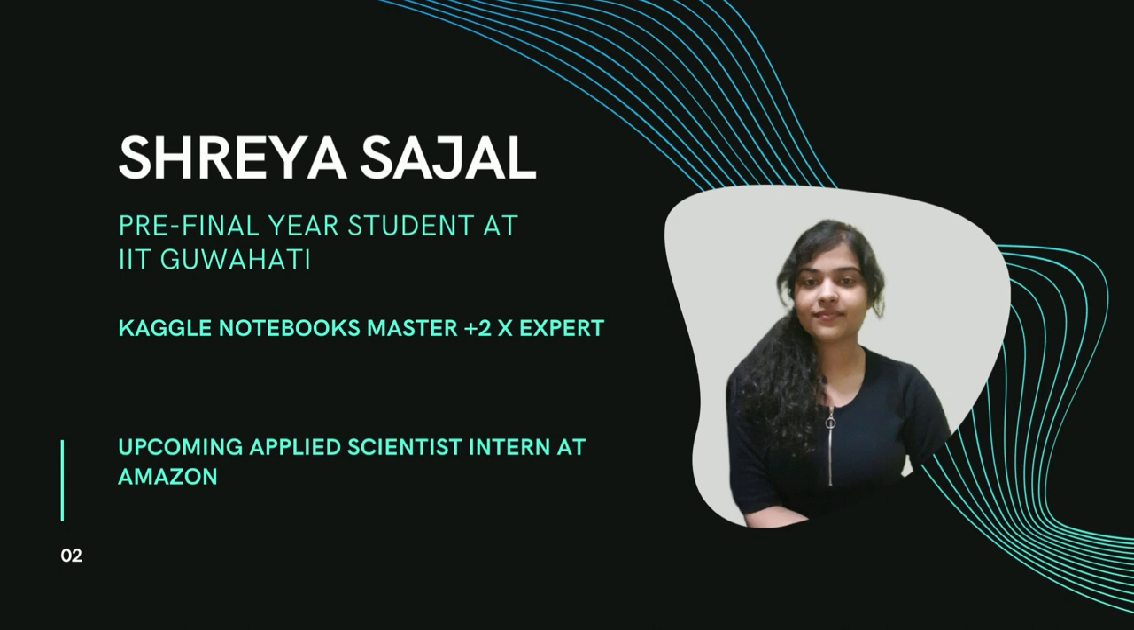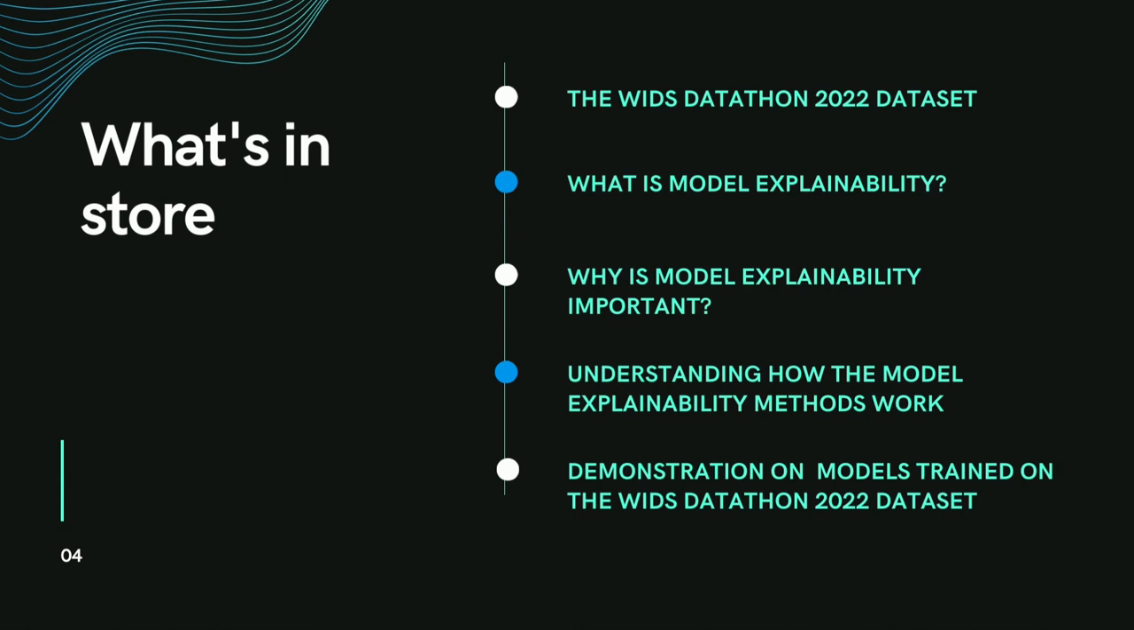Moving further, we will see what we have in store for today's talk. First of all, we'll see the problem statement, that is the WiDS Datathon 2022 dataset. We will go through the dataset, look at the different columns and the target variable, and what type of problem statement it is: regression, classification, machine learning, deep learning. Then we will move to the main topic, that is, what is model explainability and why is it important. Then we will see how each of the model explainability methods work, and we will see a demonstration of the model explainability algorithms on the model that we will be running on the WiDS Datathon dataset. So let's move further to the problem statement.